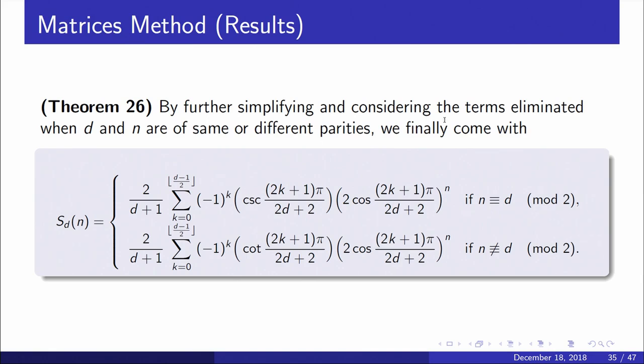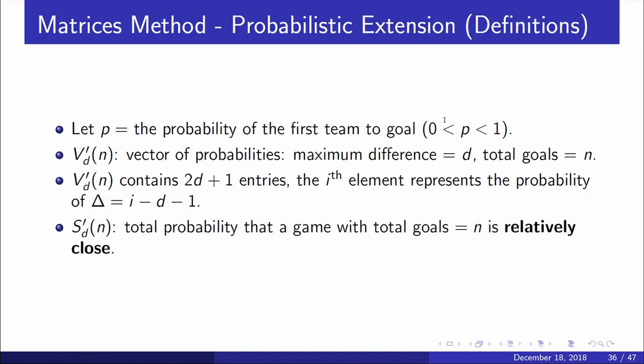Again, by considering the terms eliminated when d and n have the same or different parities, we will have two separate formulas for S_{d,n}. So now we have solved the problem with the combinatorial method.